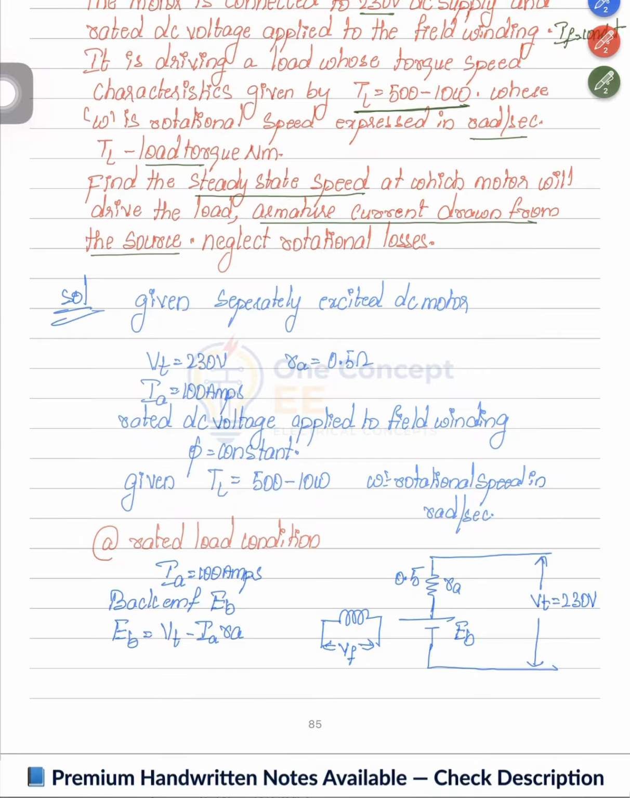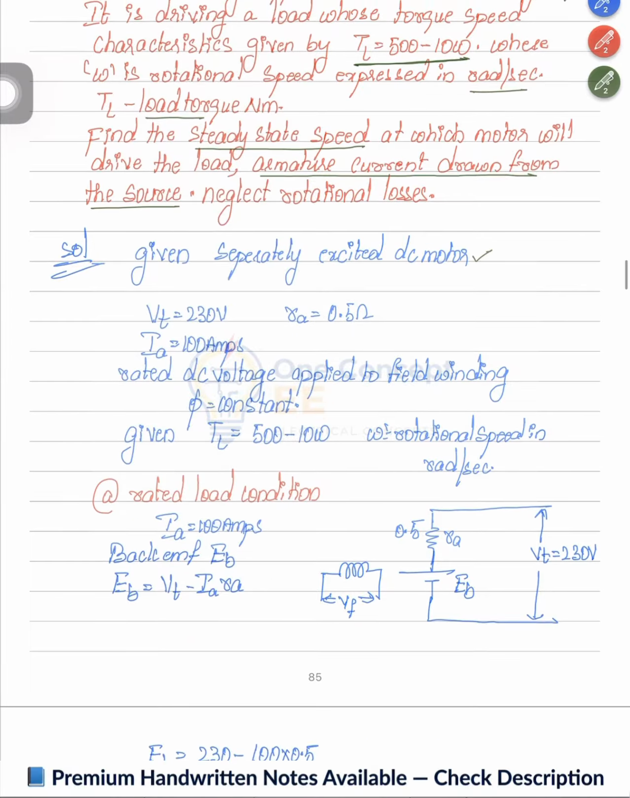Before solving the question, let's summarize the data here. Given a separately excited DC motor with terminal voltage of 230 volts. Under rated condition it is drawing a current of 100 amps, and the armature resistance is 0.5 ohm. The DC voltage applied to the field winding means flux is kept constant. After these conditions, it is connected to a load whose torque speed characteristic is TL equal to 500 minus 10 omega.